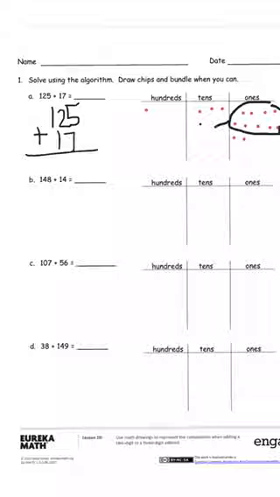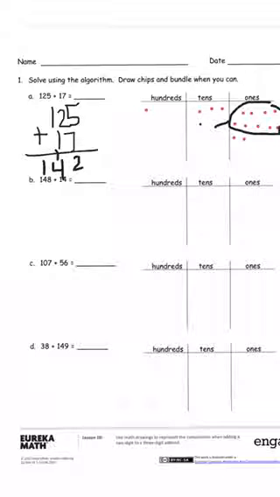So we know that 7 plus 5 equals 12. Don't forget to write your 2 and then your 1 underneath your tens place. So 2 tens plus 1 ten and one more ten equals 4. And then we have 1 in the hundreds place.